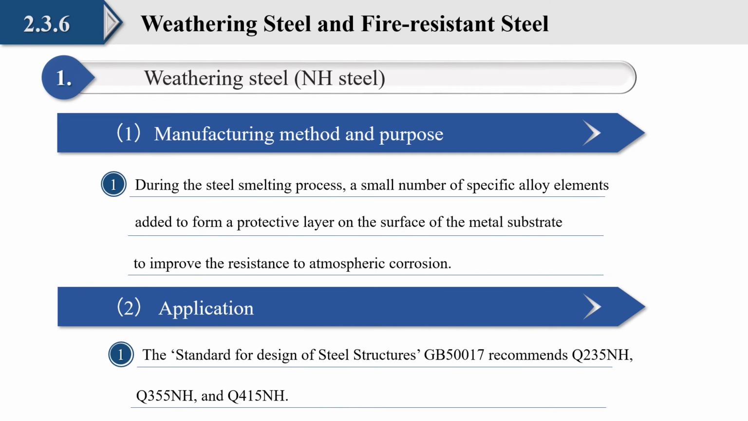Weathering steel has improved resistance to atmospheric corrosion achieved during the steel smelting process. A small number of specific alloy elements are added to form a protective layer on the surface of the metal substrate. Its code is capital NH. The design standard GB 517 recommends 3 kinds of NH steel.